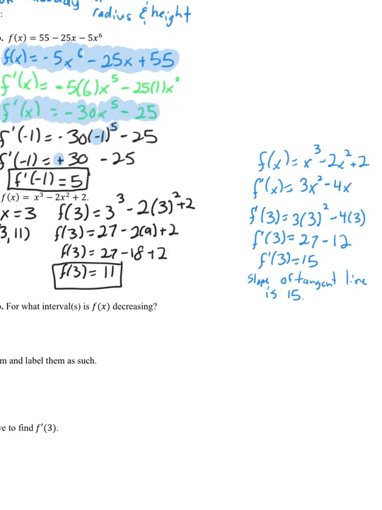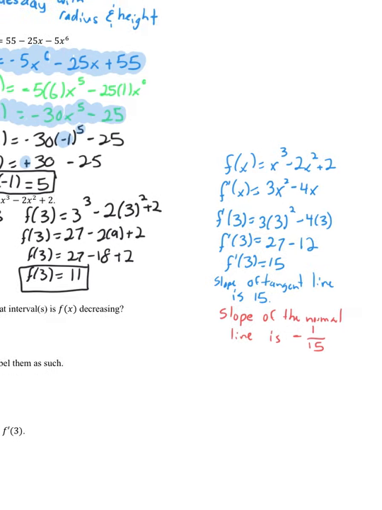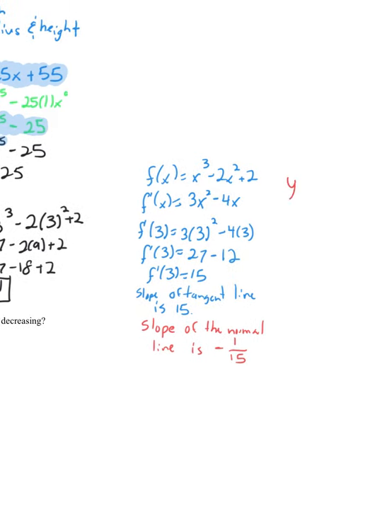Get a reciprocal of that. So I find the slope of the tangent line by finding the derivative and then plugging in the 3. Slope of the normal line is the negative reciprocal of that. Negative 1 over 15. All right. That's how I find the slope of the normal line. And then we're doing the normal line. We're just going to say y equals mx plus b. Well, we know the slope's going to be negative 1/15.